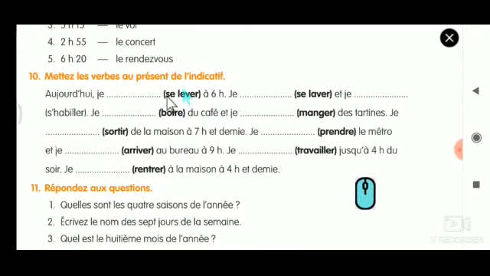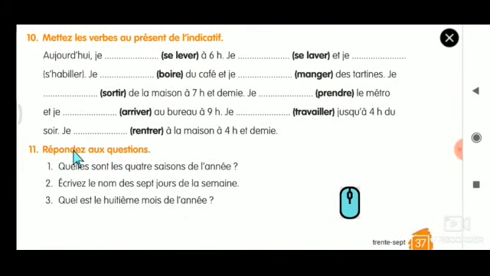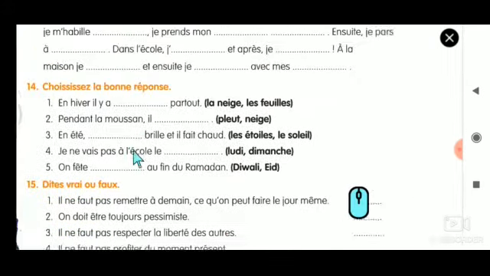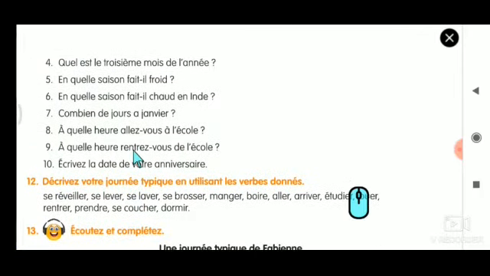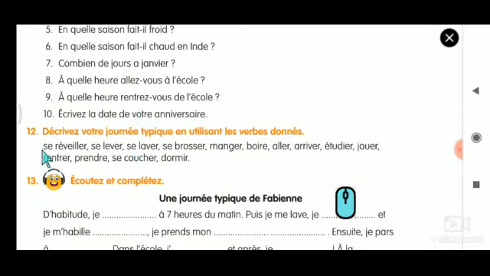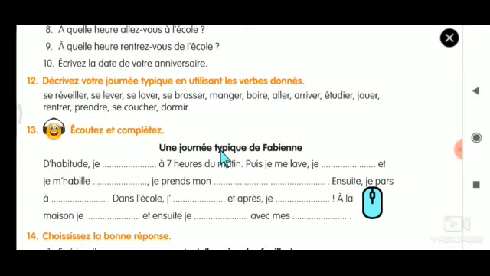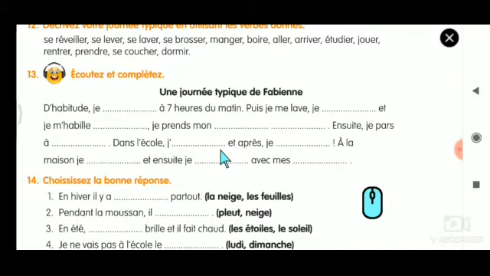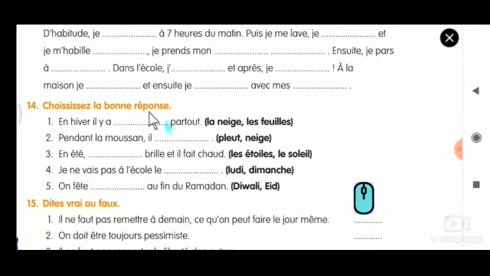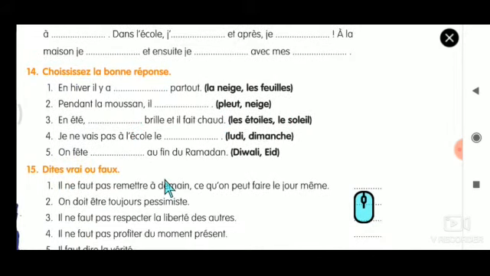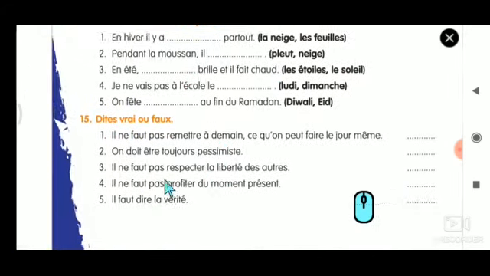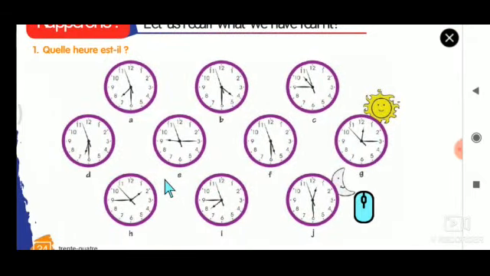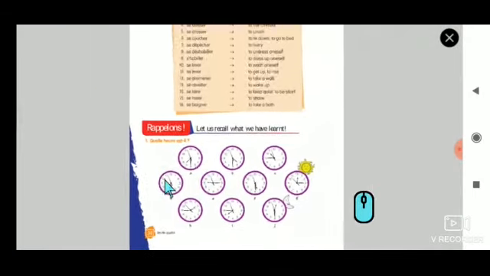Last class we revised the présent de l'indicatif and verbes pronominaux. These are general questions. Répondez aux questions. Okay. Décrivez votre journée typique en utilisant les verbes donnés. So this is a paragraph type. I have not asked any paragraph type for the quarterly, so you can be happy with it. Okay, 14 is a very short choose type, so you can revise it. 15 is true or false. So I think there is not much about lesson 3.